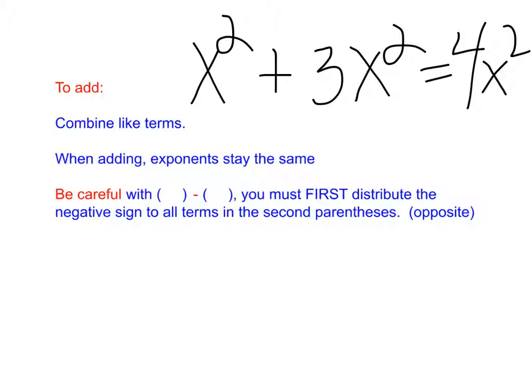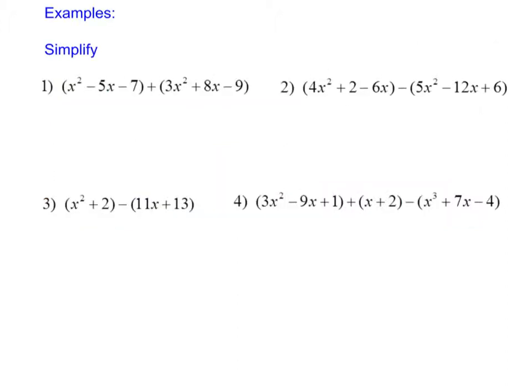And then finally, be careful with the negative sign. You should first distribute the negative sign to all terms in the second set of parentheses. Everything will become the opposite. Let me show you guys that real quickly on the next slide. Perfect. Okay, so here are our 4 examples.